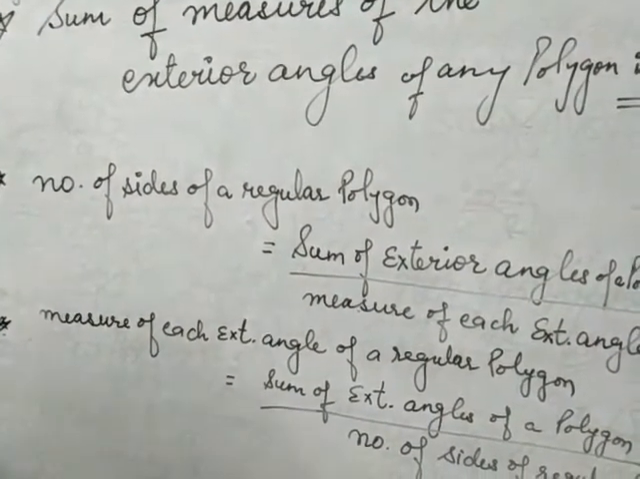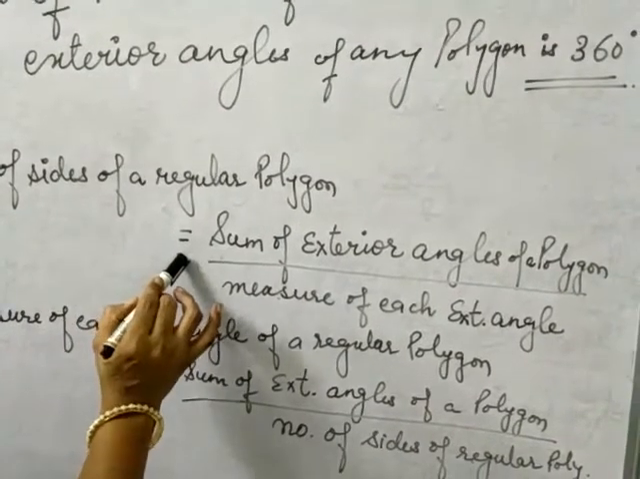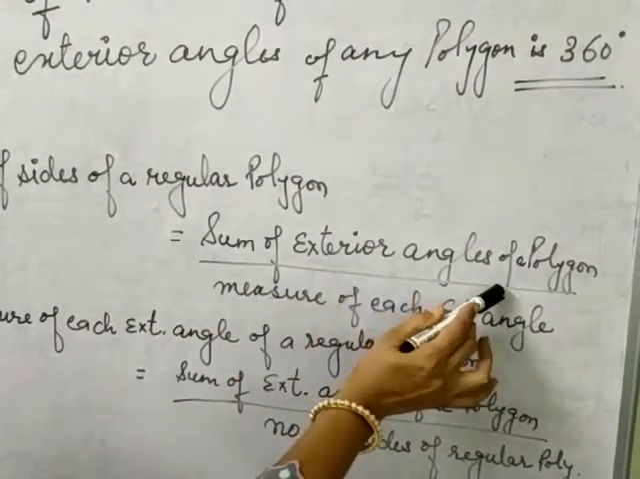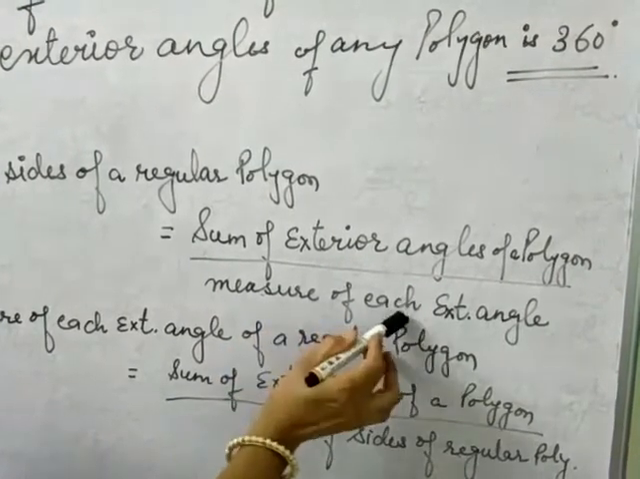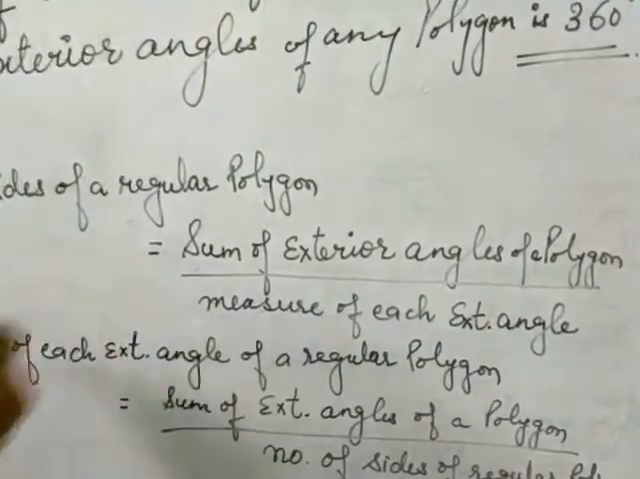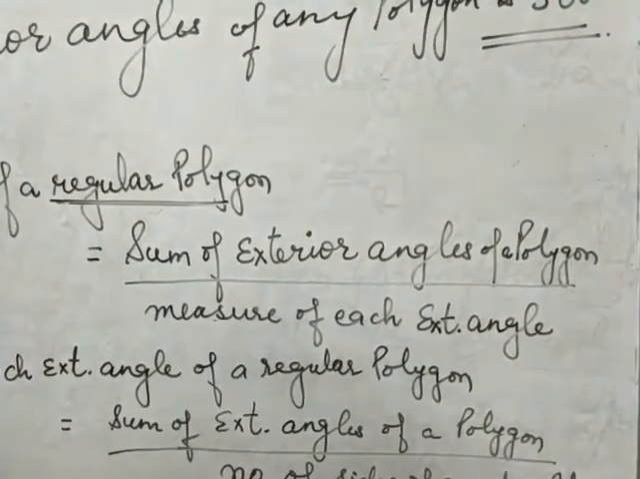The second concept is how to find out the number of sides of a regular polygon. The formula for this is that the number of sides of a regular polygon is always equal to the sum of exterior angles of the polygon divided by the measure of each exterior angle. Now this is always for a regular polygon. You need to note down this regular polygon.